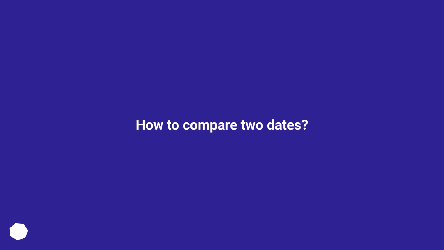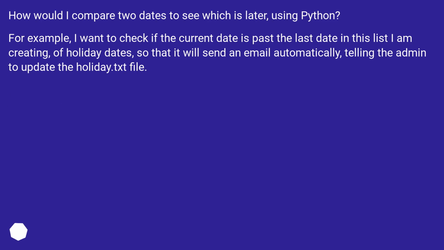How to compare two dates. How would I compare two dates to see which is later, using Python? For example, I want to check if the current date is past the last date in this list I am creating, of holiday dates, so that it will send an email automatically, telling the admin to update the holiday.txt file.